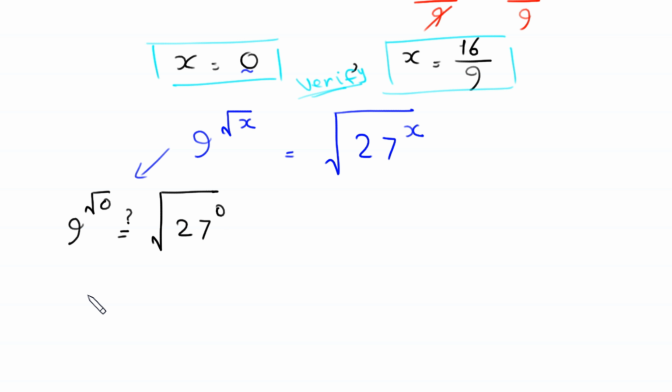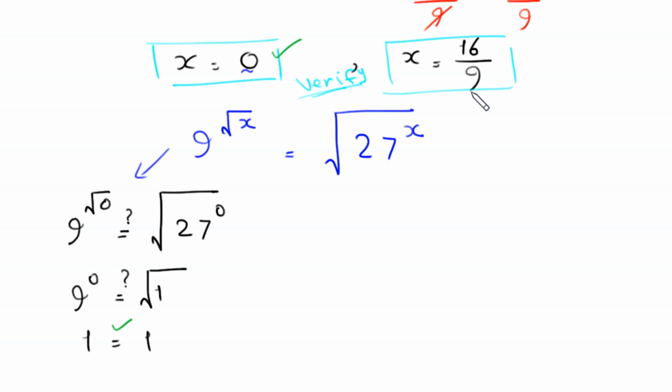Next, 9 to the power square root of 0 is 0. Is it equal to 27 to the power 0 is 1, and this is under square root. Now this 9 to the power 0 is 1, is equal to square root of 1 is 1. You can see that left hand side is equal to the right hand side. It means that this value of x, 0, is a valid solution.